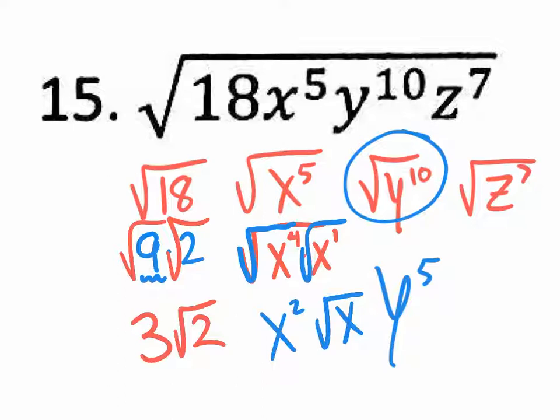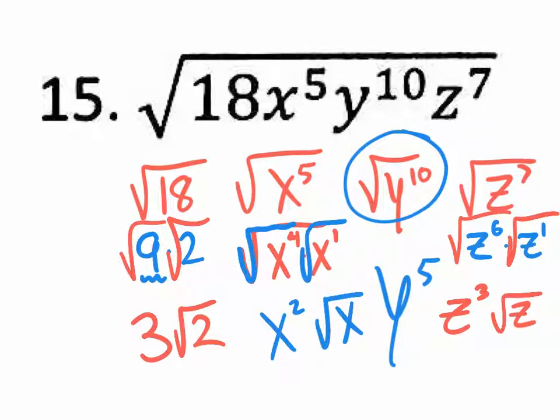So how about that z to the 7th? That's the last part over there. Z to the 7th, I'm going to rewrite that as what? Z to the 6th times z to the 1st. And we're going to split the root. That way I could do the square root of z to the 6th and get what? Z to the 3rd. And the square root of z to the 1, that's just going to be the square root of z. So, ladies and gentlemen, all of this is our answer.